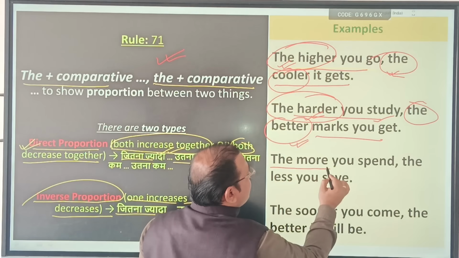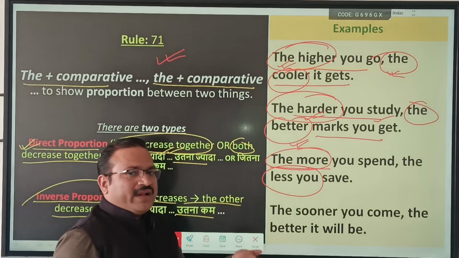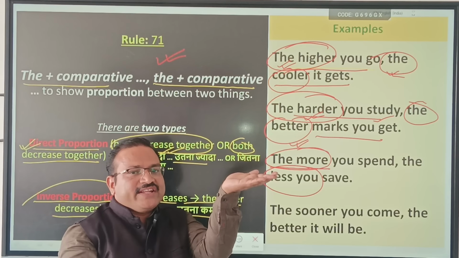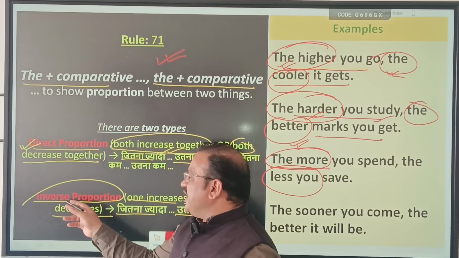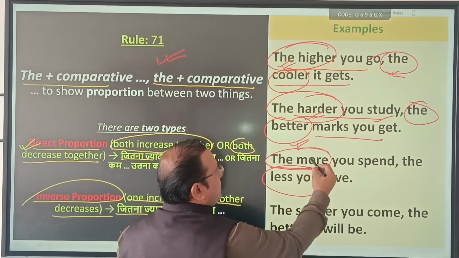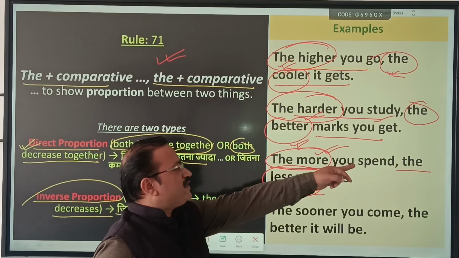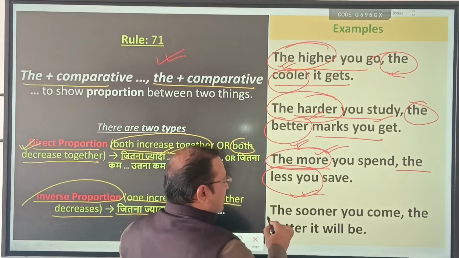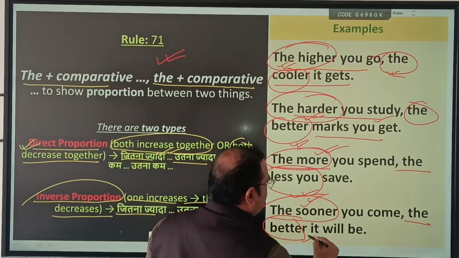The more you spend, the less you save. One is increasing, the other is decreasing. The more you spend, the less you save. In this case also, this is what? Inverse proportion. In this case also, we shall apply the same: the comparative and the comparative. The more you spend, the less you save. The sooner, the better. The comparative, the comparative.